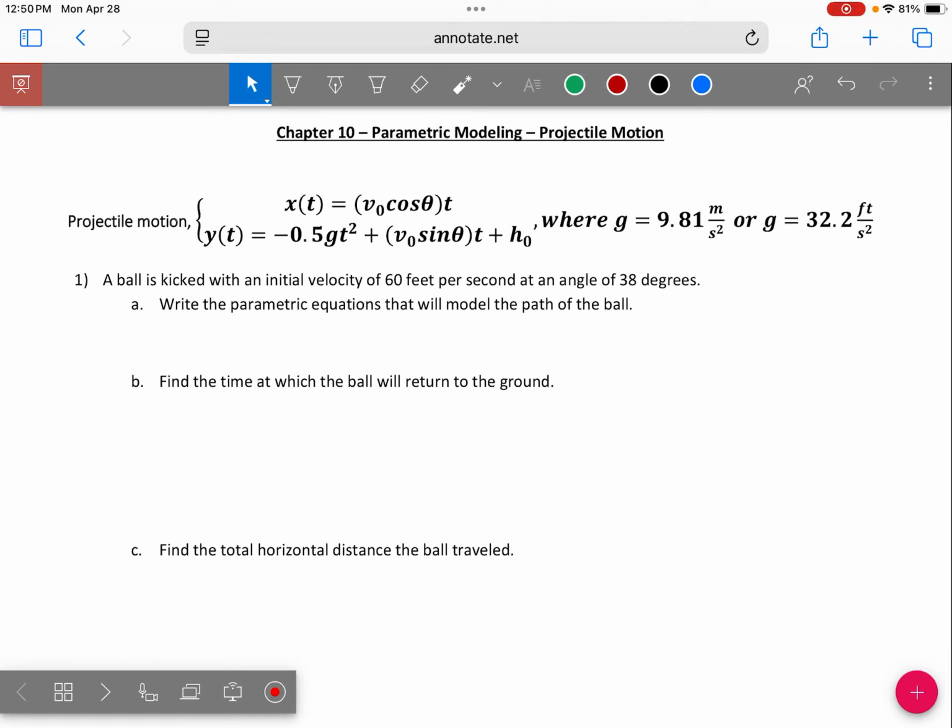First thing I want to do is talk about what these equations at the top are. You will be provided all of this information. All of this information is on the test, okay? So let's talk about what each equation represents.